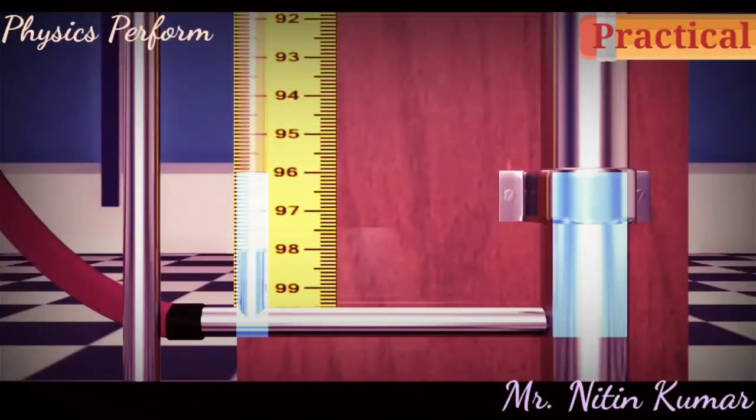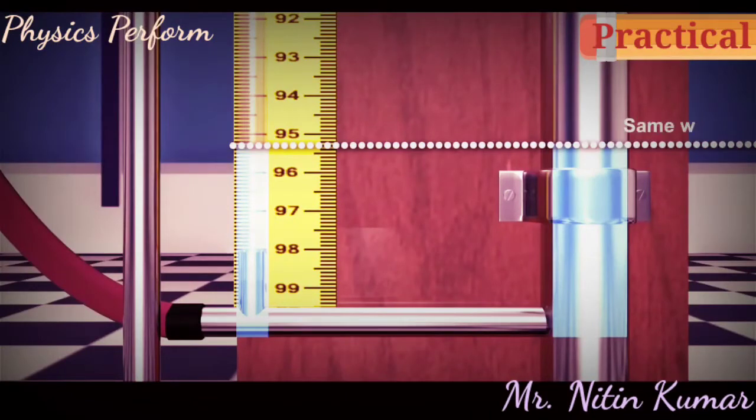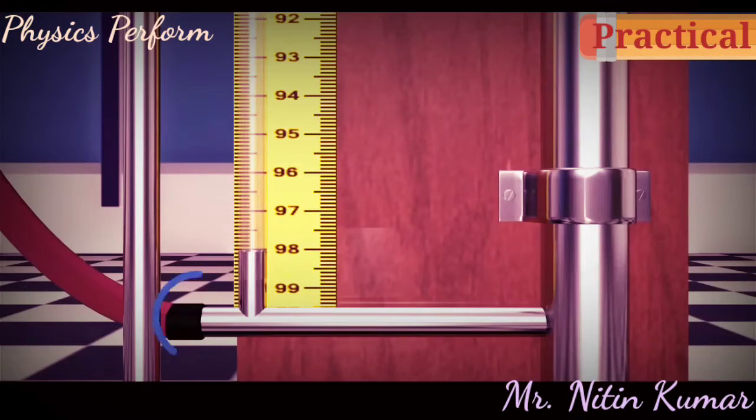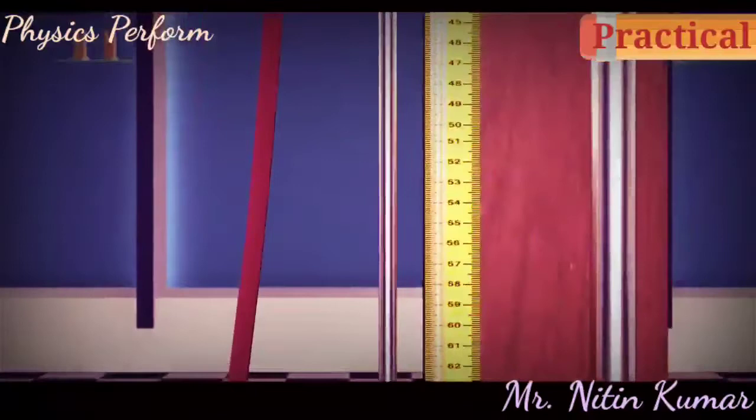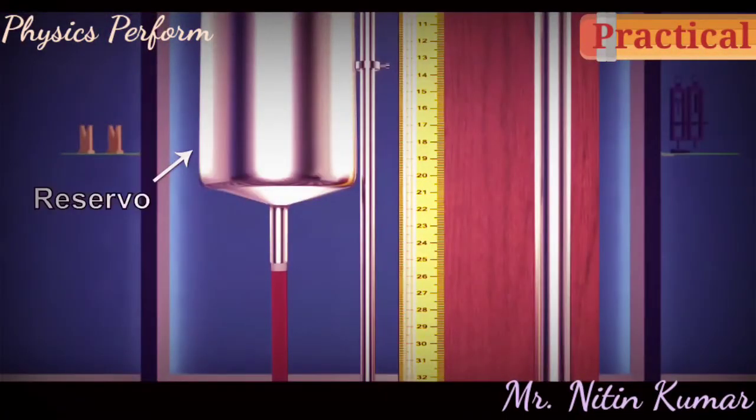The water levels in the metal tube and the transparent tube are at the same level. Hence, the reading of the water level is taken from the transparent tube. The bottom of the metal tube and the transparent tube is connected to the reservoir by means of a hard rubber tube.